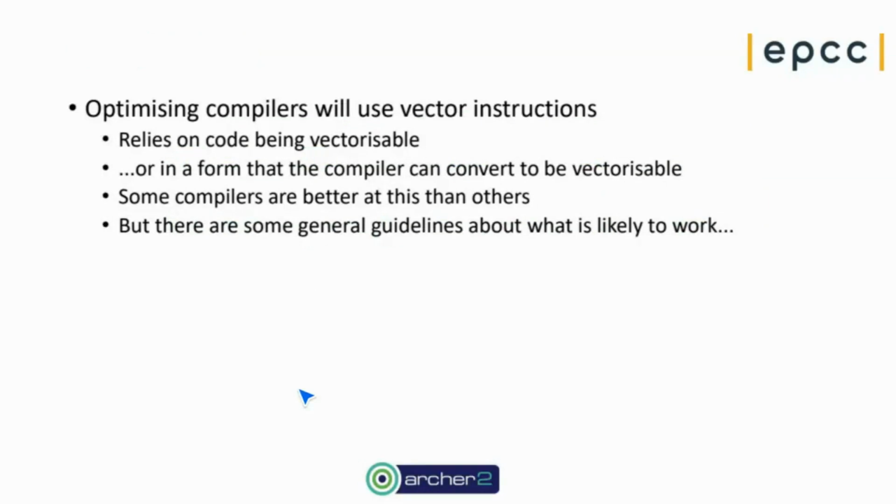So our optimizing compilers will try to use vector instructions, but that relies on having code that is vectorizable, or in a form that the compiler can convert to being vectorizable. Compilers vary a bit in their ability here. Some compilers are better at this than others, but there are some general guidelines about what's likely to work and what isn't. Compilers can always surprise you by failing to vectorize even when you think you've met all the right conditions.